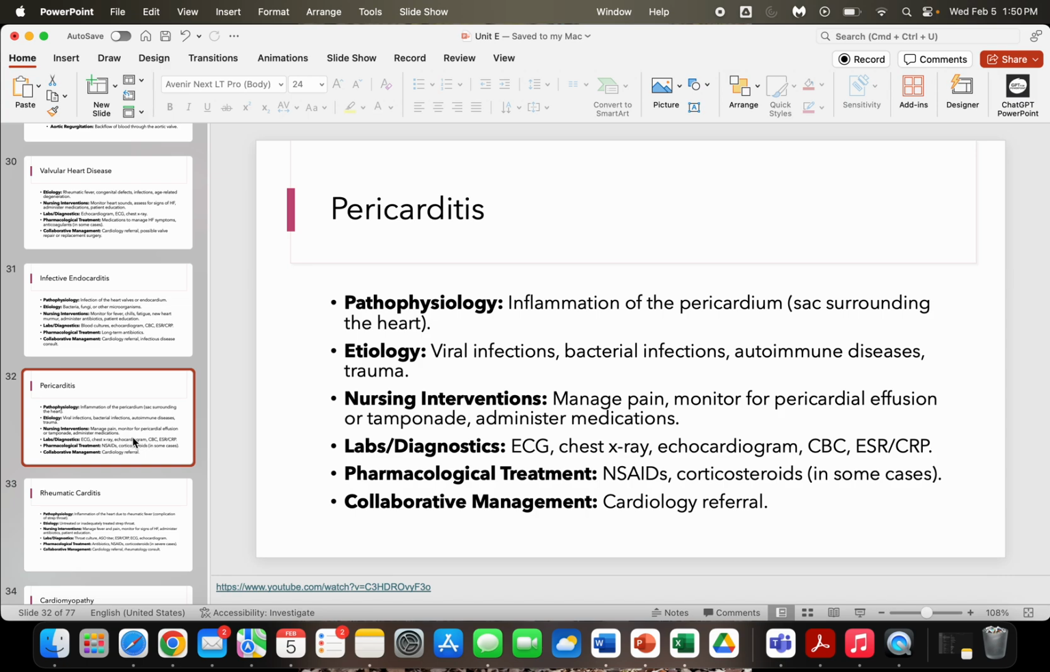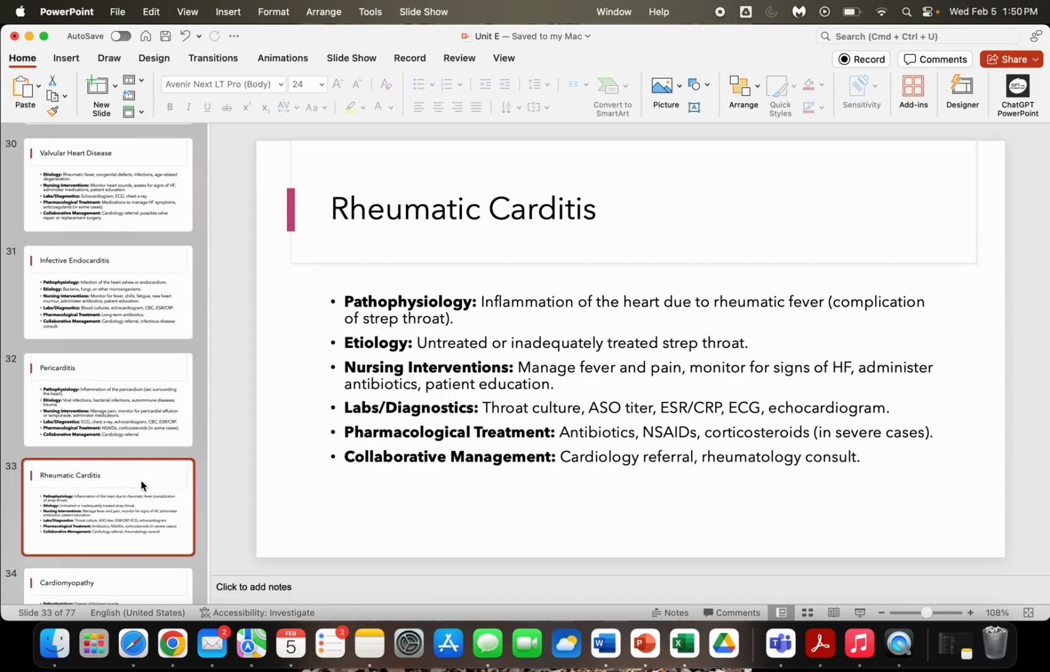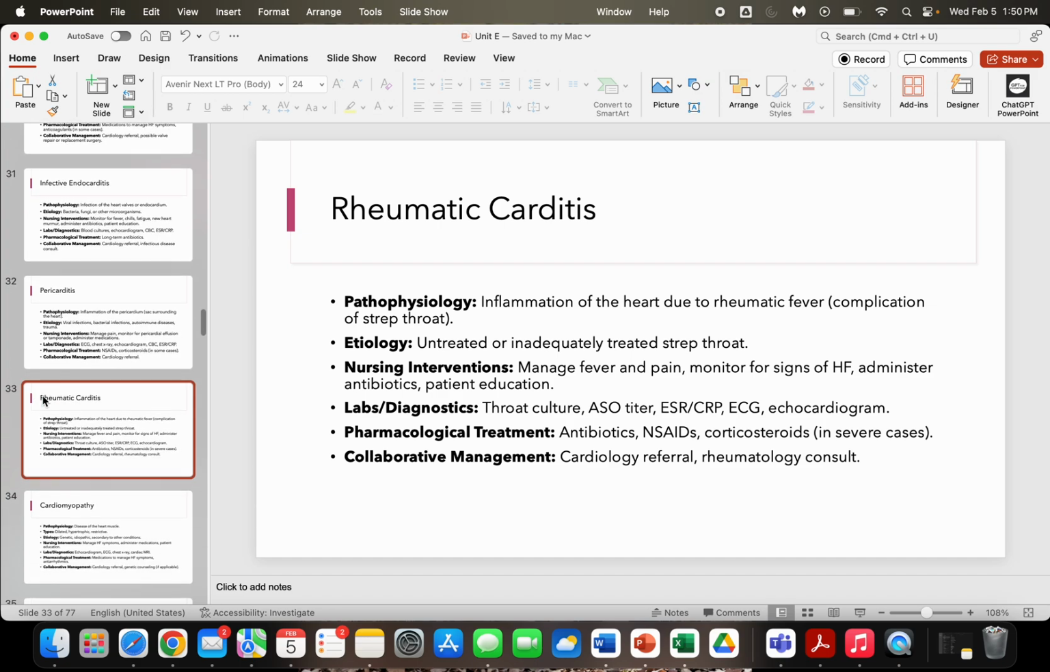There's pericarditis. The heart is surrounded by a sac, all right, so in pericarditis, that sac becomes infected. Lots of times viral or bacterial infections will cause this. Rheumatic carditis. So strep throat, if you guys don't know, if it is left untreated, can lead to rheumatic fever, which actually can cause rheumatic carditis, which is inflammation of the heart due to rheumatic fever. So always make sure you're treating strep throat.